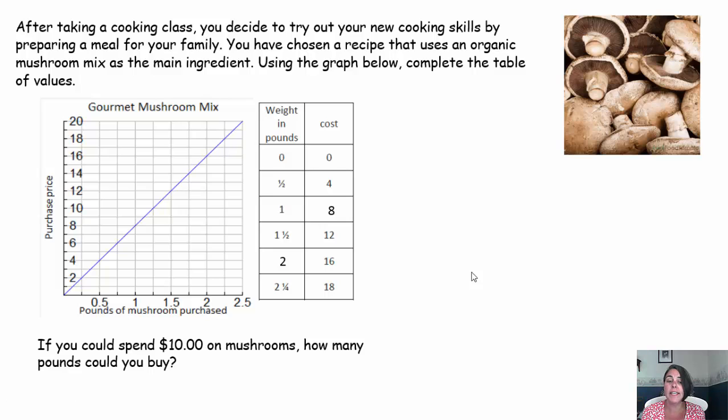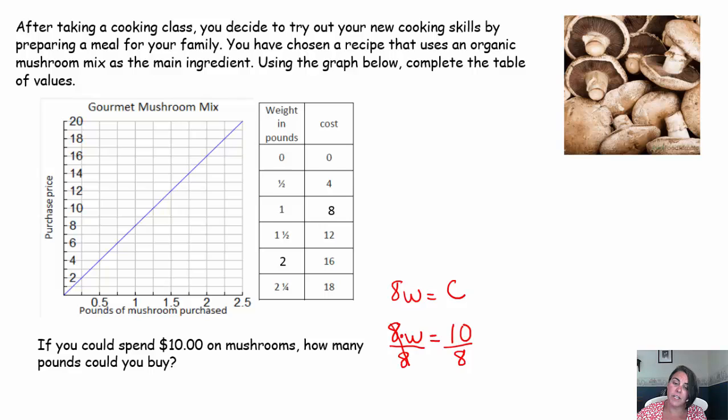If you could spend $10 on mushrooms, how many pounds could you buy? So if you had $10 to spend, how many pounds would you be able to buy? Take a minute, pause the video, try it out. So we know 8 times our weight equals our cost. So 8 times W equals, in this case, our cost of 10. The operation between the 8 and the W is multiplication. How do I undo multiplication? I undo multiplication using division. So I can divide both sides by 8.